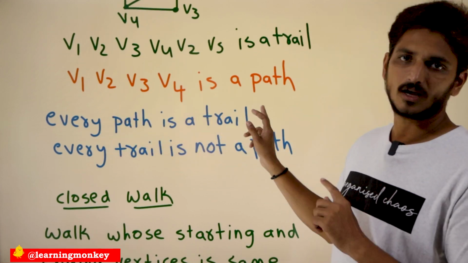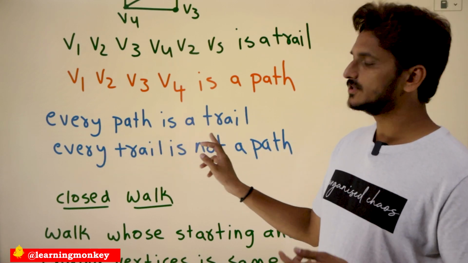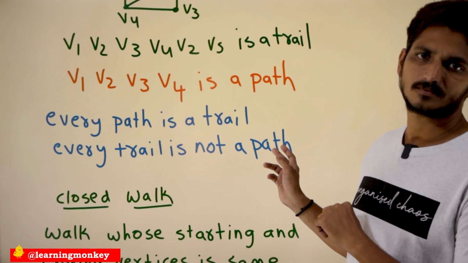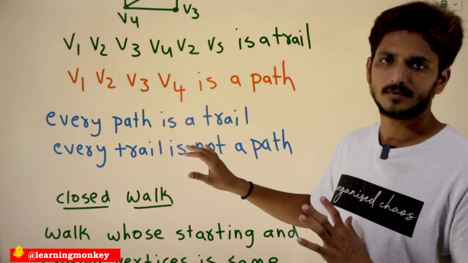So that's why this statement is true for a path and trail. Every path is a trail. Yes, we can say that. But every trail is not a path. So this is very important to understand.